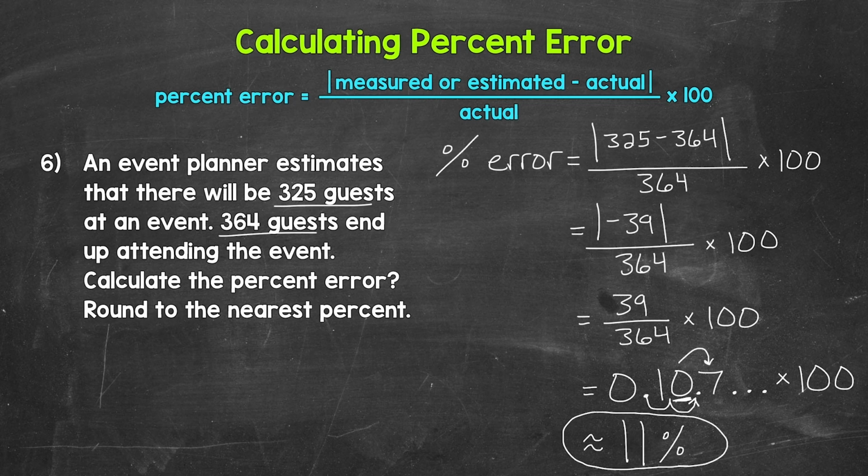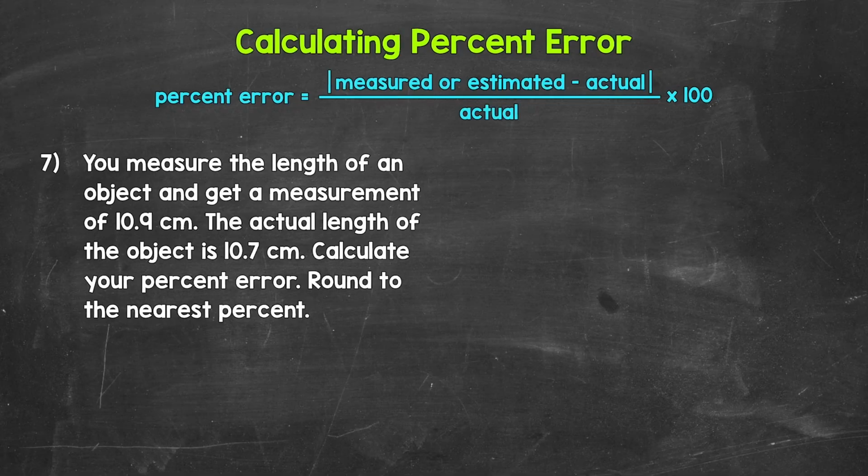So that means that the event planner's estimate of 325 guests was off by approximately 11% from the actual amount of guests, 364. Let's move on to number 7. Lastly, for number 7, we have you measure the length of an object and get a measurement of 10.9 centimeters. The actual length of the object is 10.7 centimeters. Calculate your percent error. Round to the nearest percent. So let's come over here and set this up.